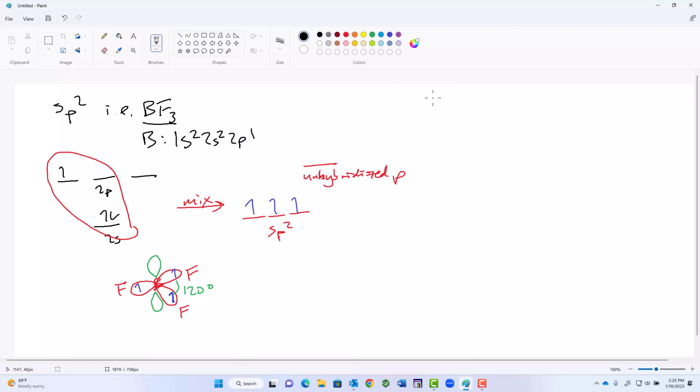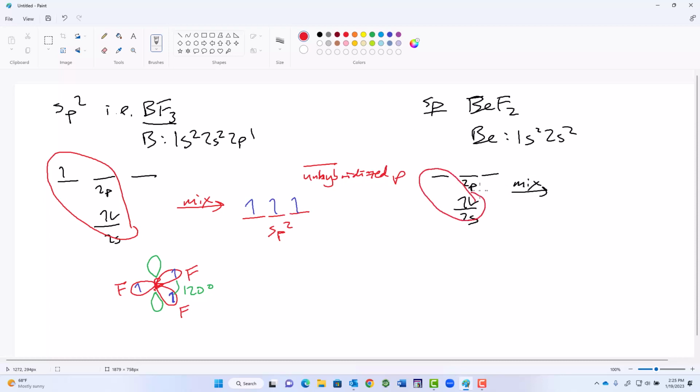Just to hammer this point home, let's look at sp hybridization. An example of sp hybridization would be BeF2. If we look at beryllium, we see that it has an orbital configuration of 1s2, 2s2. So for its frontier orbitals, we have the 2s and then the 2p. It has 2 electrons in 2s. If we mix these two orbitals, it can form two bonds instead of zero bonds. We'd have an sp hybridized orbital, and then we'd have two unhybridized p orbitals.